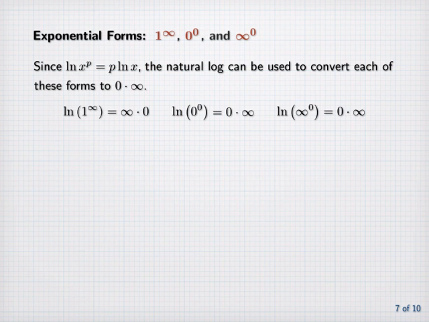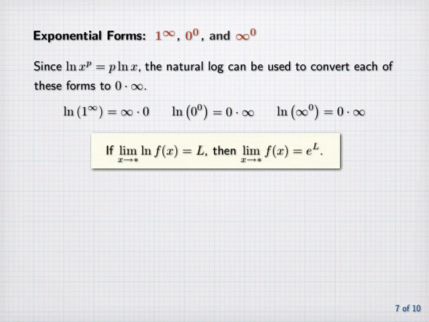In other words, if the limit of natural log of f of x is equal to L, then the limit of f of x equals e to the L. Let's look at an example. Let's find the limit as x goes to infinity of x to the 1 over x power. Now notice that the base x approaches infinity while the exponent approaches 0. So this is an infinity to the 0 power form.